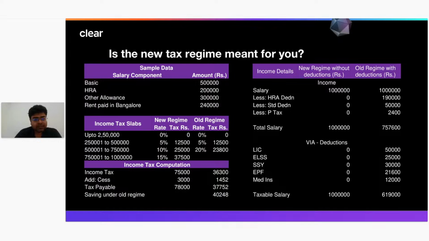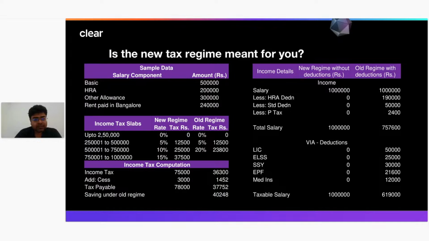From there, we will be reducing 10% of my basic amount, that is 50,000 rupees, which will give me 1,90,000 rupees. 40% of the basic again is 2 lakh rupees, and the HRA component is again 2 lakh rupees. So the lesser amount is 1,90,000. Therefore, I will be reducing 1,90,000 rupees. From there, a standard deduction of 50,000 rupees will be applicable, which is given to every salaried individual. And from there, if any, professional tax or tax on employment, which would give us a total salary of 7,57,000 rupees as compared to 10 lakh rupees under the new tax regime.